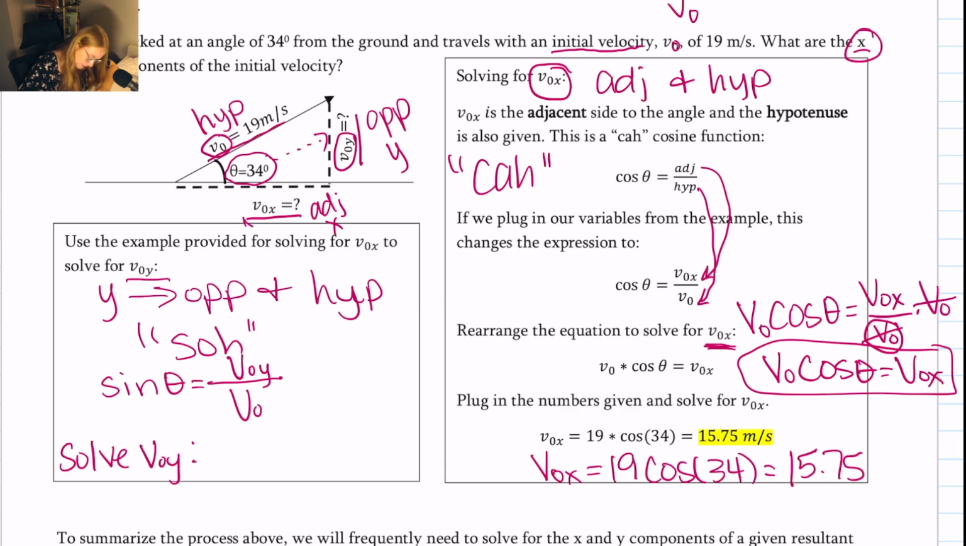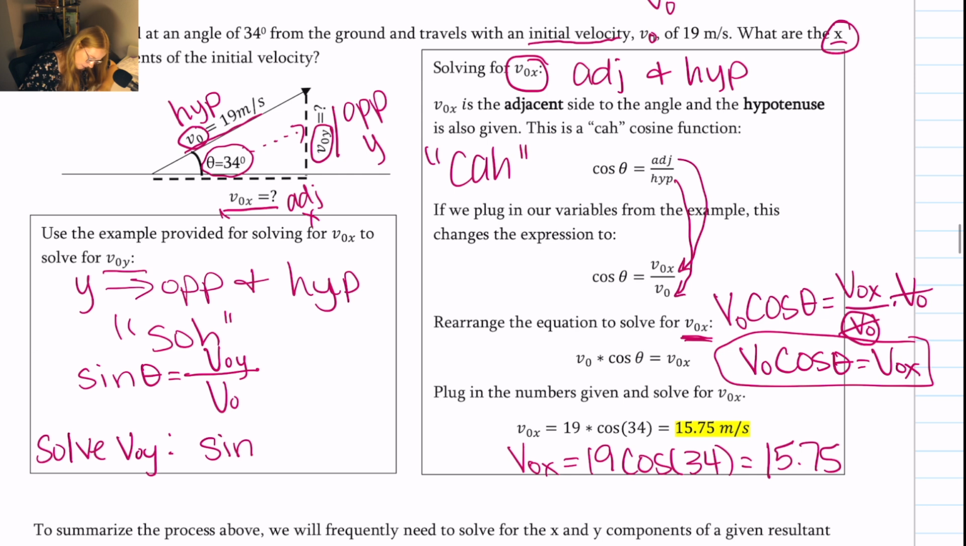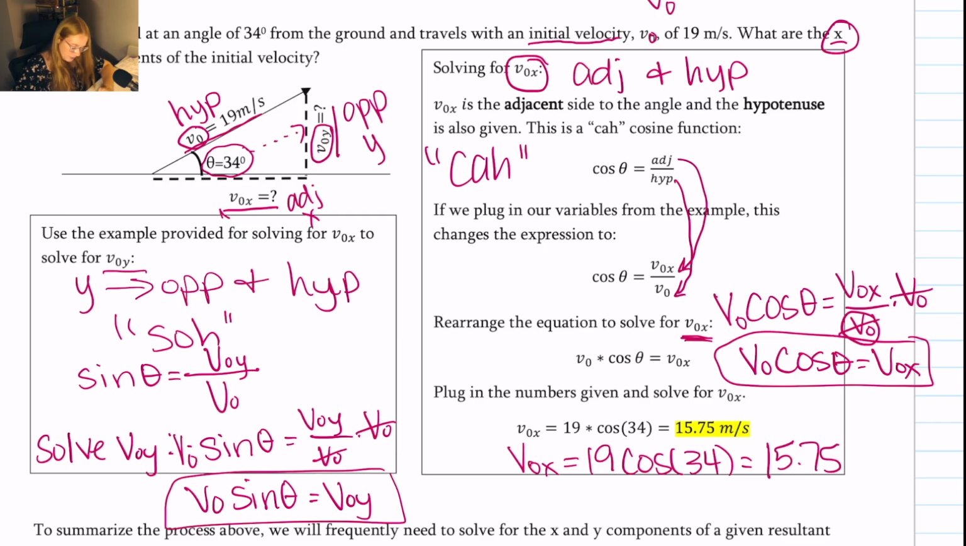Okay. Let's go ahead and solve for the Vy. So to solve for the Vy, let me go ahead and rewrite it. To get Vy by itself, we need to move V0 over. So let's multiply. And that's what we end up with: the original side times sine theta.